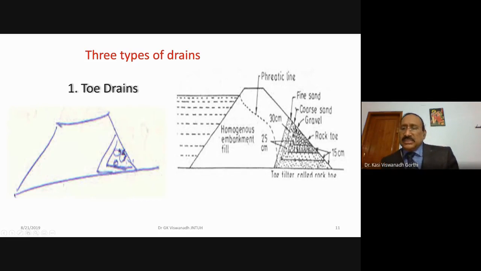You can see the construction of the toe drain also. Of course, the figures are only indicative, like 25 centimeters, 15 centimeters, 30 centimeters thickness. But you can see here the composition of this drain, how it has been provided. A rock toe will be provided here, and surrounding this rock toe, you have gravel, then coarse sand, then fine sand, followed by the soil which is used for the embankment. So this is how a toe drain will be provided. You have the rock toe enclosed with gravel, enclosed with coarse sand, enclosed with fine sand, followed by the soil.